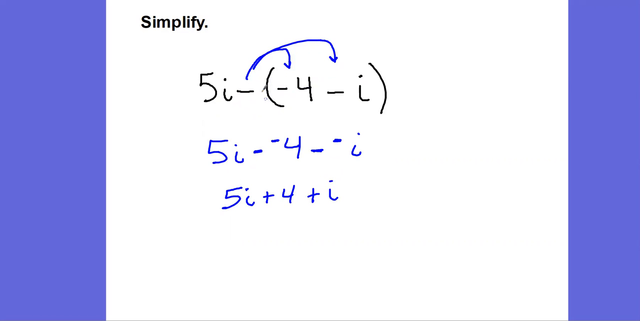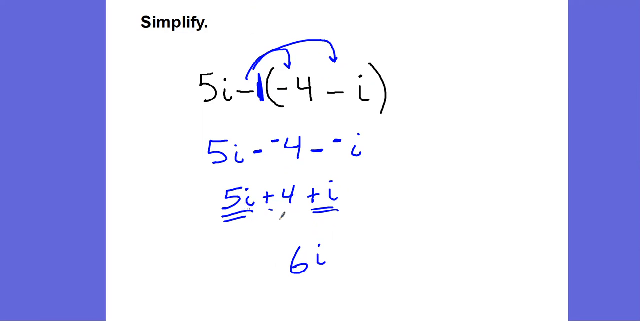If you find that confusing, another thing you could do is think of distributing a -1 here. So if I distribute -1, I include this negative sign with that. So -1 times -4 is +4. There's that +4 part. And -1 times -i is +i. So there's that +i piece. And then I can put together this 5i and this 1i. 5i plus i would be 6i.